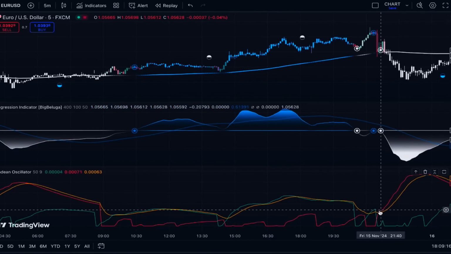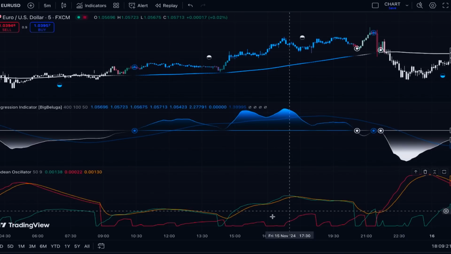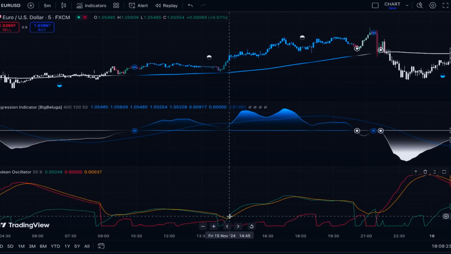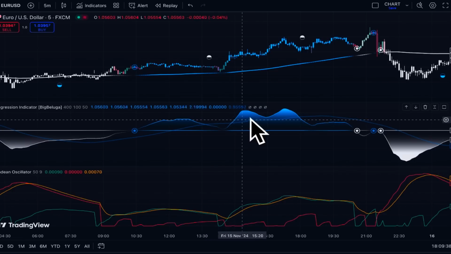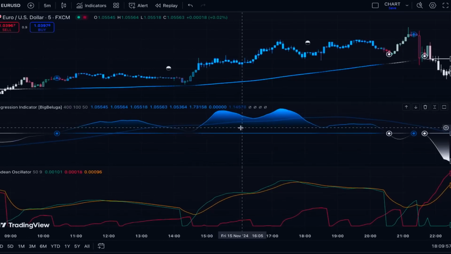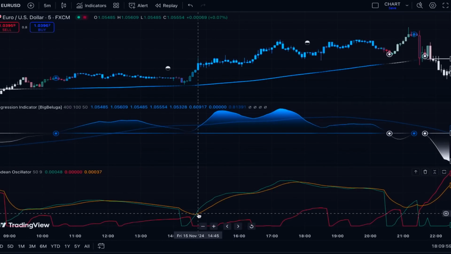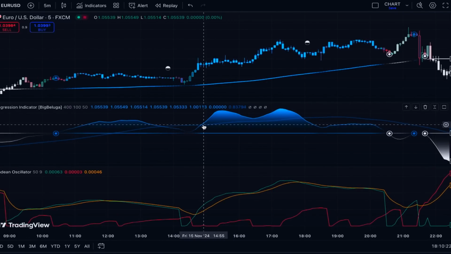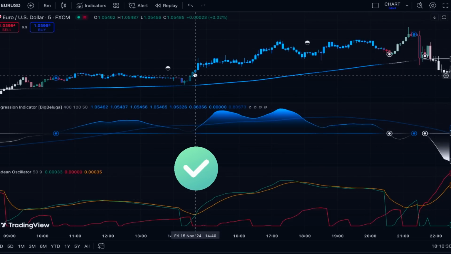So crossing of the red line above the orange line can be considered as a sell signal, and crossing of the green line above the orange line can be considered as a buy signal. And by the help of this regression indicator, we can confirm the signals. When we have a buy signal, which is when the green line crosses above the orange line, here the regression oscillator should be above the center line. So here the buy signal is confirmed.